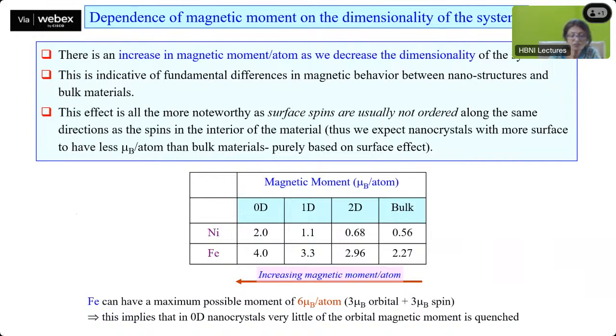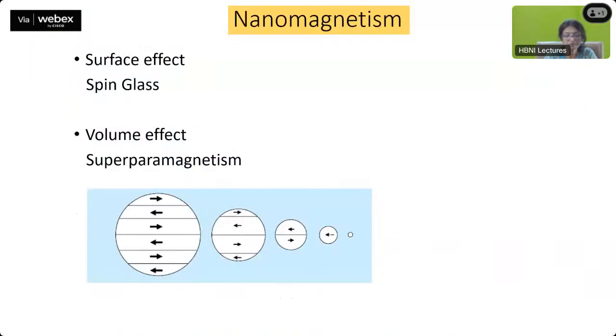iron normally has a maximum possible magnetic moment of 6 Bohr magnetons per atom. If you reduce the size, you will find an increasing magnetic moment for iron. In the bulk, it is only around 2.27, because the entire magnetic moment is never realized. But if you decrease the size, you find that the magnetic moment increases to almost 4. This implies that in zero-dimensional nanocrystals, very little of the orbital magnetic moment is quenched. This is very much quenched in the case of bulk materials.